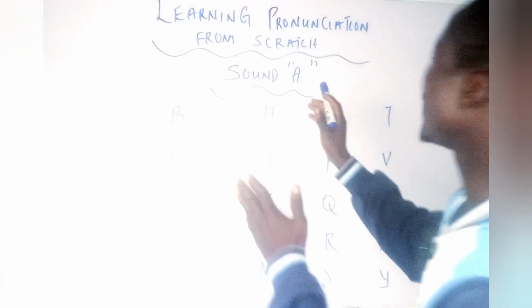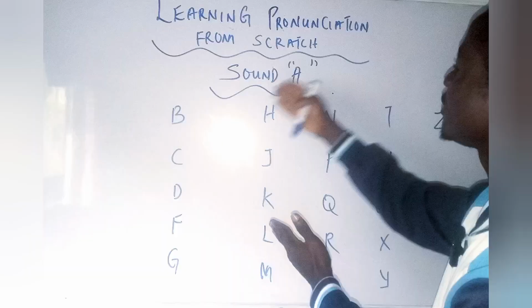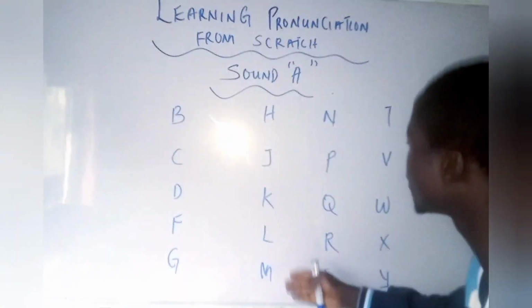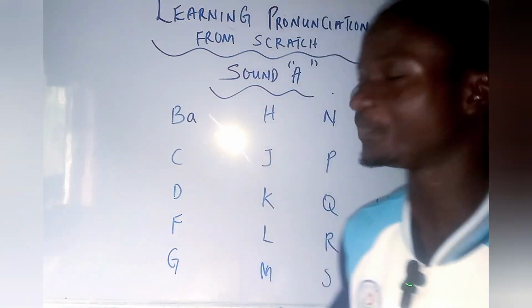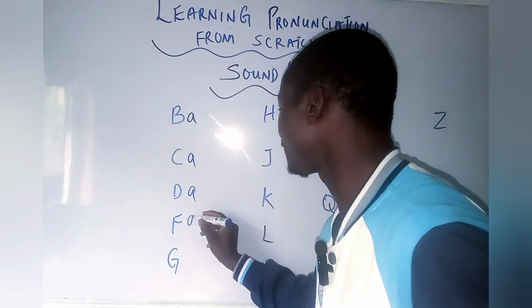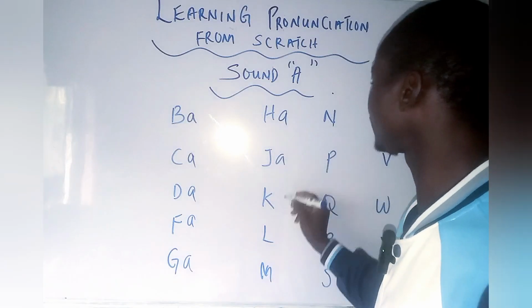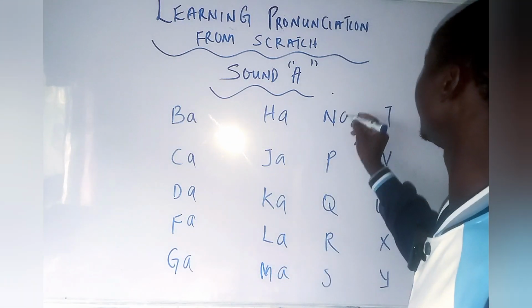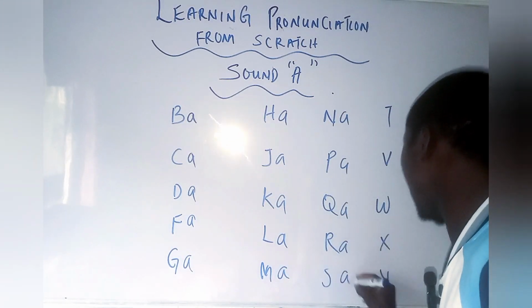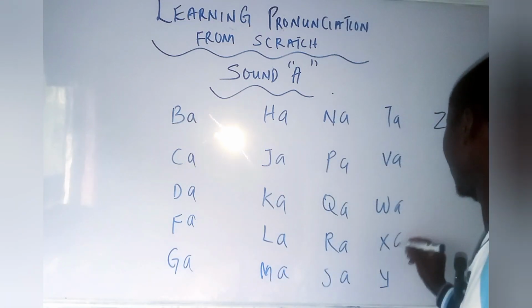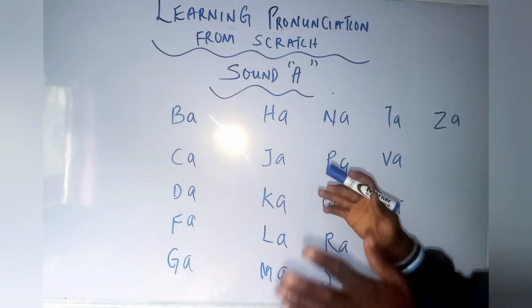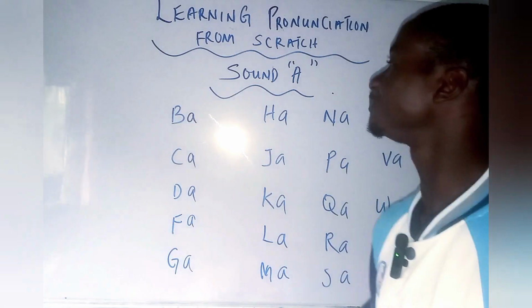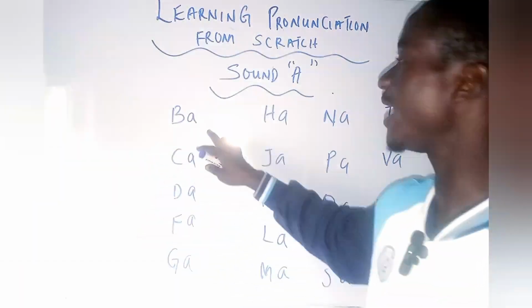Right? Now, what we are going to do, we are going to put A in every consonant to pronounce the sound. As we have B here, we attach A to it, and to everyone there. Want to see what we are going to have as a pronunciation? Now we have attached A to every consonant of the English alphabet. Now that B is B, A is A, right?